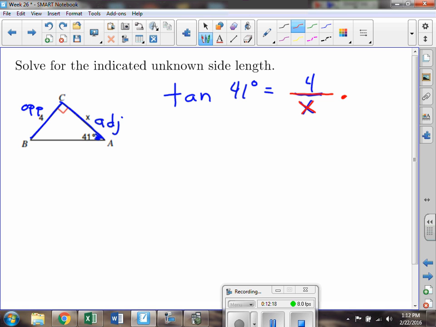So one way to do this is to multiply both sides by x, giving us x multiplied by the tangent of 41 degrees equals 4. So we just divide by. Since our goal is still to get the x by itself, you're absolutely correct. We have to get rid of that multiplication. And so to get rid of multiplying, we'll divide.